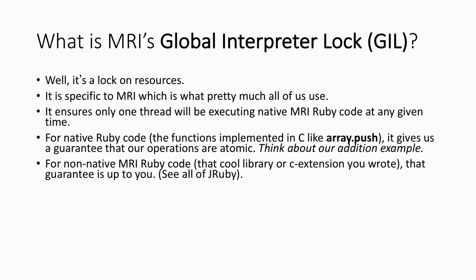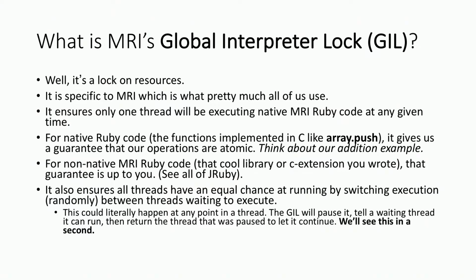I mean, this is what we have to do for the JRuby example. And also, this is tricky. We'll see why. It also ensures that all threads running have an equal chance at running by switching execution somewhat randomly between threads waiting to execute. So our 5 threads could be, one can start executing, and then the next one will be able to be executed. So it can't hog up all the resources. They're not all waiting on one thread to complete. Like we'll see, this could literally happen at any point. We'll pause, tell the other thread to run, then it'll return the lock to the thread that it paused.